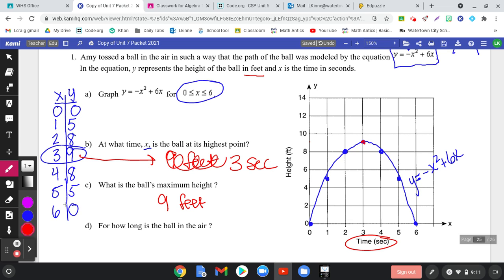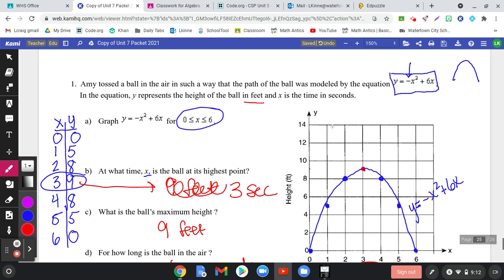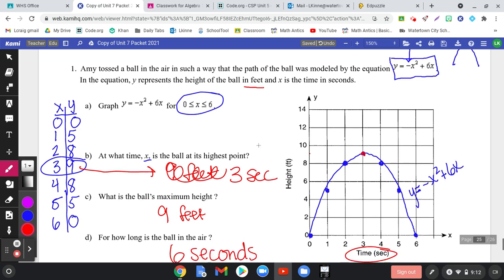For how long is the ball in the air? Well, it goes up and comes back down at 6 seconds. So from 0 to 6, it was in the air for 6 seconds. And that's it. Initially, those equations might look really tricky, but with the help of your calculator, you can easily figure them out.